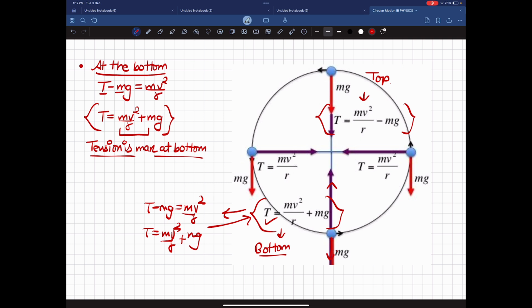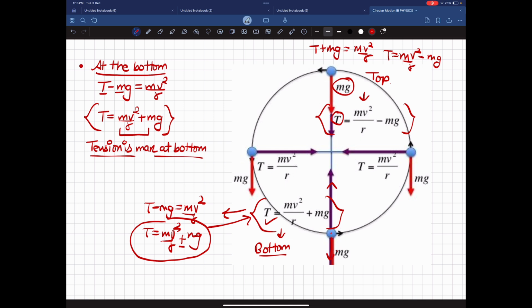And at the top, tension is downwards, mg is also downwards. So what is the resultant force at top? Tension plus mg is equal to mv square by r. So tension is equal to mv square by r minus mg. Now you can see for yourself, I mentioned that at the bottom tension is more. It is mv square by r plus mg. And at the top tension is very less. mv square by r minus mg.